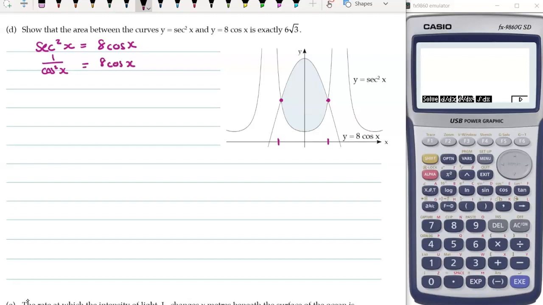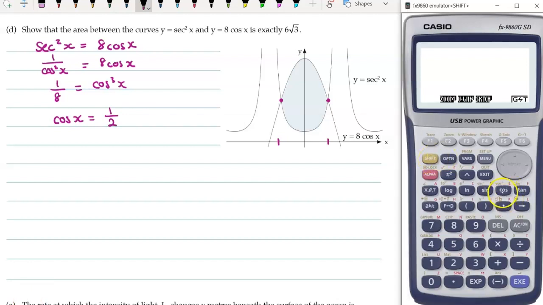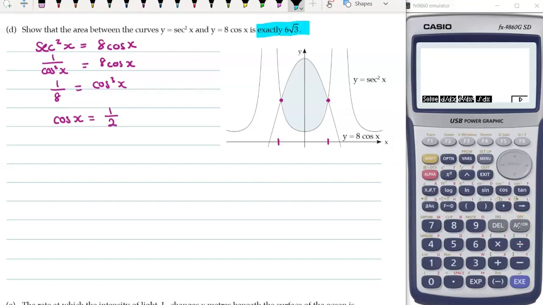So then we'll have 1 over 8 is equal to cos cubed x. So cos x will be the cubed root of 1 over 8, which is a half. Now, half is one of the special values. If we try and do the inverse cos of a half, you'll get that answer there, but that's not very helpful. We want an exact value, right? Because in our question we have an exact value here.